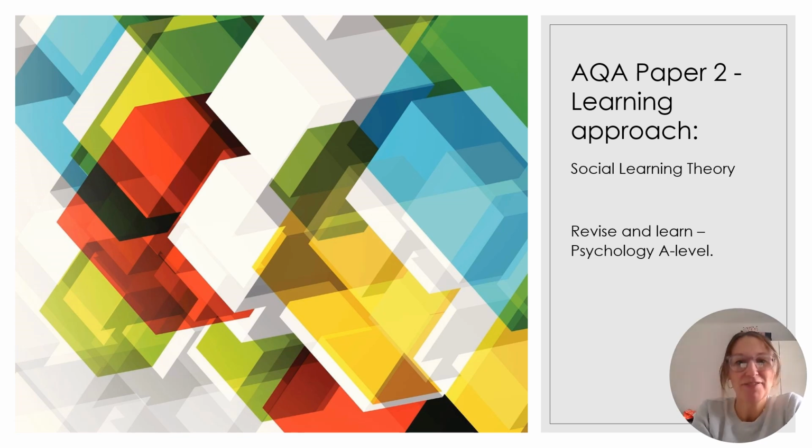Hi there, welcome to the video on social learning theory, which is paper 2 AQA and the second part of the learning approach really, but it still stands alone as its own section. So you could potentially get a question on social learning theory as an alternative to the behaviourist approach. So we're going to be looking at this today.